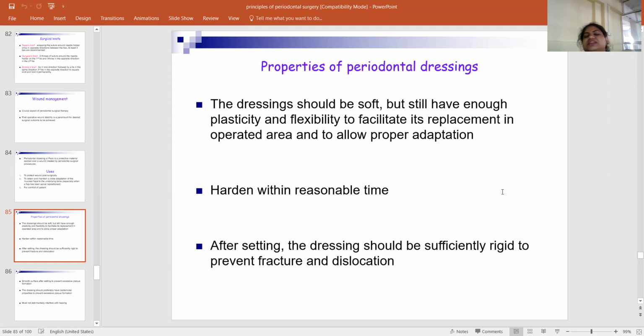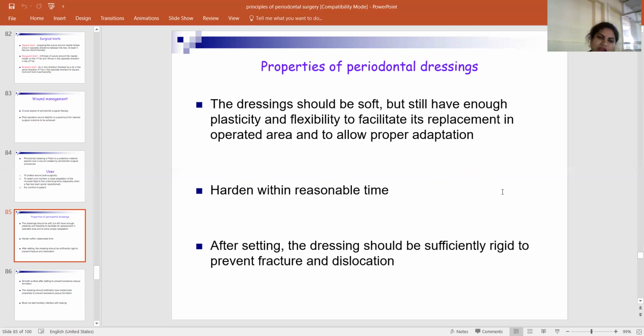What do you mean by this? Basically, periodontal pack after surgery is mostly used in the dentulous area. This periodontal pack fills that area with the help of mechanical retention. No chemical retention is required. So what do you understand by mechanical retention? It means you are pressing the periodontal pack through the interdental areas. So basically it forms a mechanical bond between the interdental area and the periodontal pack. So it should be sufficiently flexible to adapt to the operated area.